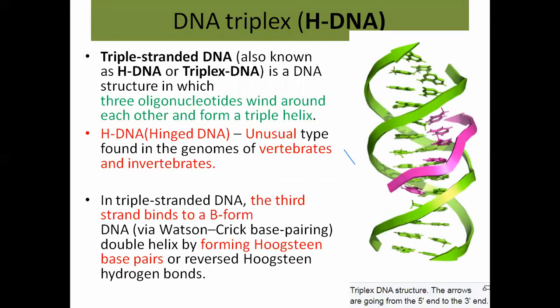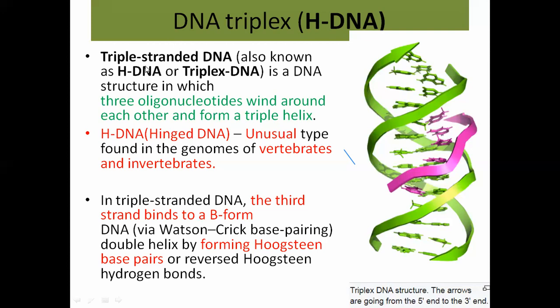Till now we have discussed the double helical structures of DNA, the typical BDNA, then ADNA, ZDNA, CDNA, DDNA. All these are double helical structures. And now we are going to discuss the triple helical model of DNA, or the DNA triplets. See this figure. This is a triplex DNA structure: the first strand, second strand, and third strand.